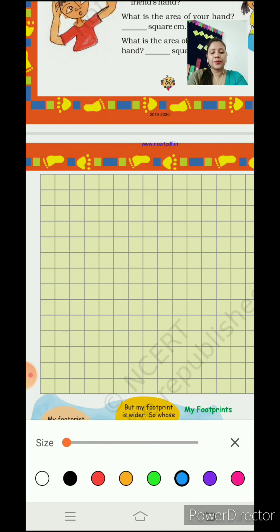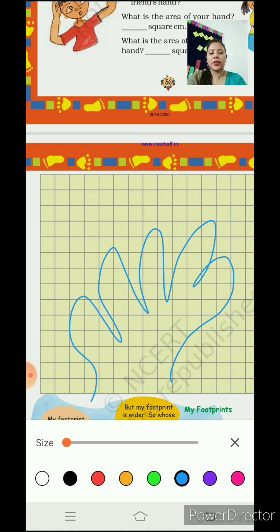Okay, so suppose it's your hand, and you have to find out the area of your hand. So just count all the squares covered by your hand. That's the area of your hand. आप जैसे सारे स्क्वायर्स को काउंट कर लोगे, आपका एरिया फाइंड आउट हो जाएगा. Listen, one thing, just like here, this one.